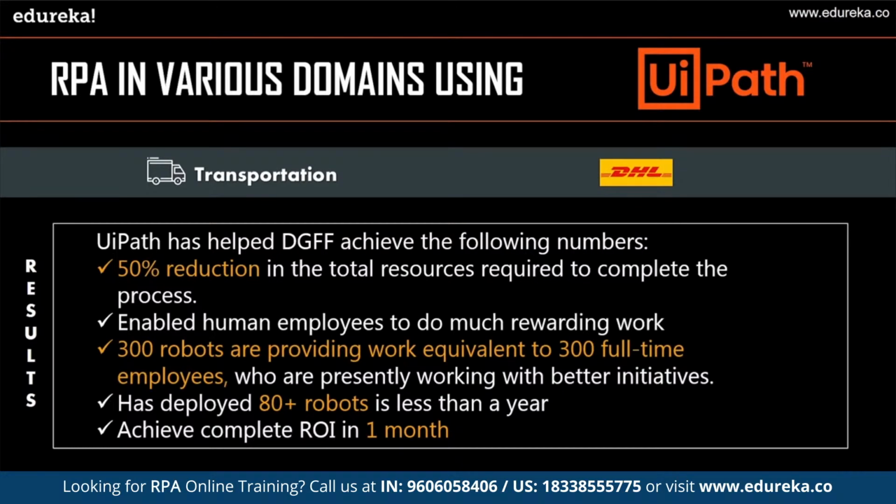Around 300 robots are providing work equivalent to 300 full-time employees who are presently working on better initiatives, and the company has deployed more than 80 robots in less than a year. This initiative picked up by DGFF has helped it achieve a complete ROI in 1 month. So that's how, guys, RPA is used in the transportation industry.